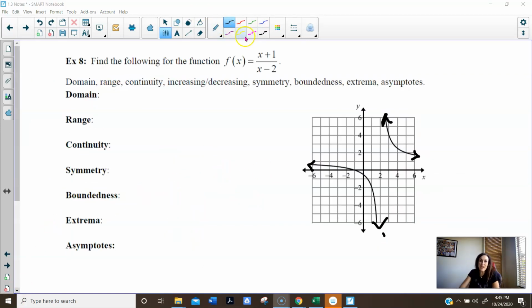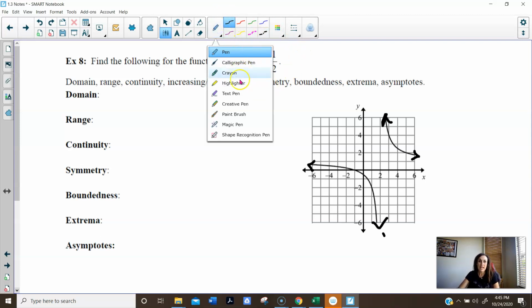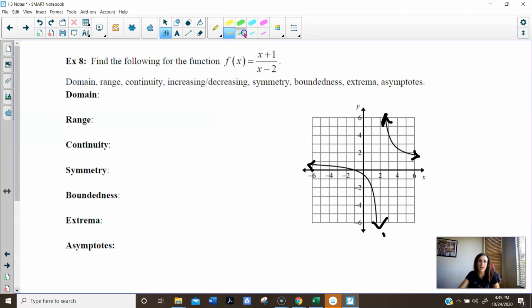So this graph is a rational function. Here is the function, and it has 2 asymptotes. It has a vertical asymptote right here at 2, and it has a horizontal asymptote right here at 1.